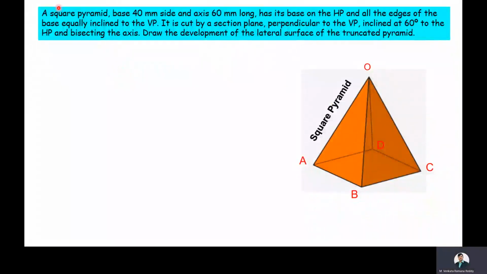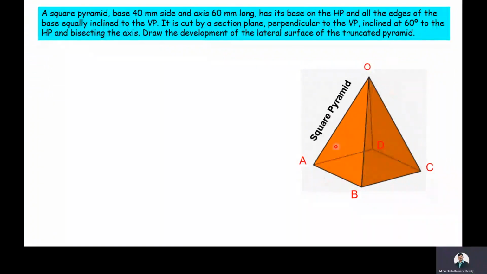The given problem is a square pyramid of base 40 mm side and axis 60 mm long has its base on the HP and all the edges of the base equally inclined to the VP. It is cut by a section plane perpendicular to the VP, inclined at 60 degrees to the HP and bisecting the axis. Draw the development of the lateral surface of the truncated pyramid.